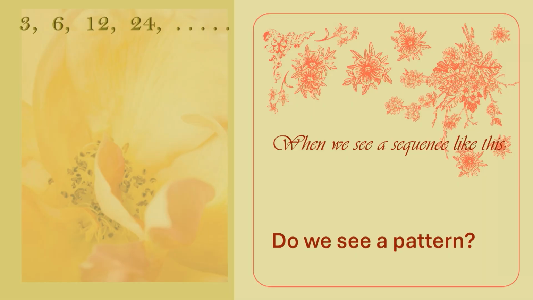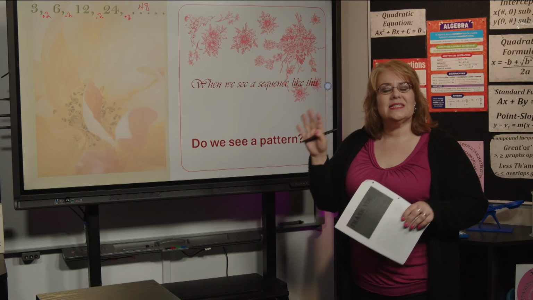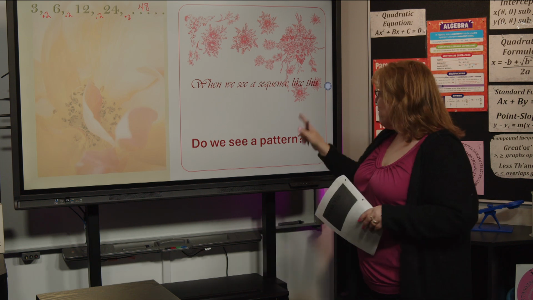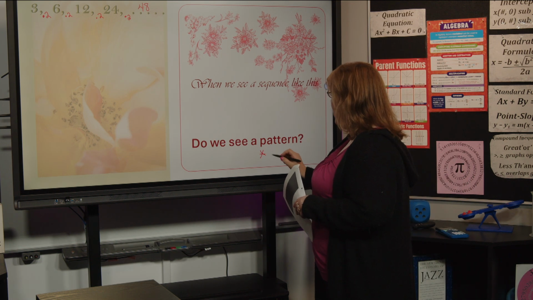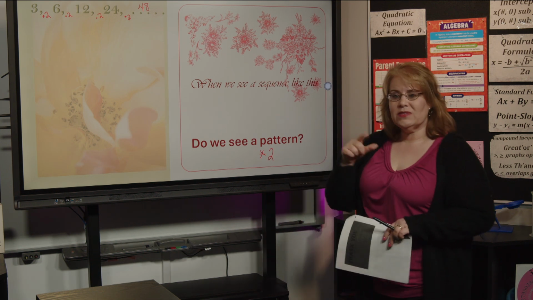I do. I see that if I multiply here by 2, I get 6. If I multiply here by 2, I get 12. And if I multiply here by 2, I would get 24. And just to keep this sequence going, if I multiplied again, I would get, you're right, 48. So when I see this pattern, my pattern is multiplying by 2. That was a good catch.